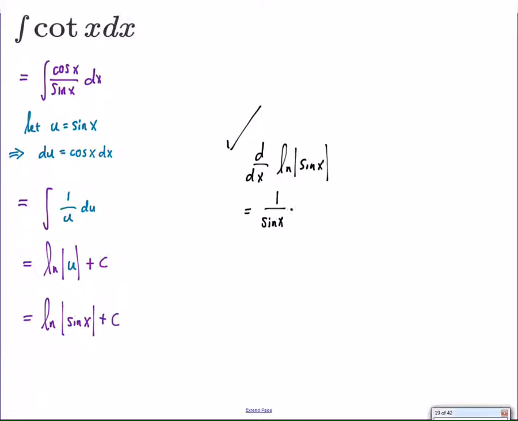Just to make sure this is right, I want to point out the reminder that this is just a reverse chain rule. So if I was differentiating the natural log of the sine of x, I would start with 1 over the sine of x, and then I would multiply that by the derivative of the inside function, which is the cosine of x. So we're going to get cosine of x over sine of x, which is the cotangent. So all is well with the universe.